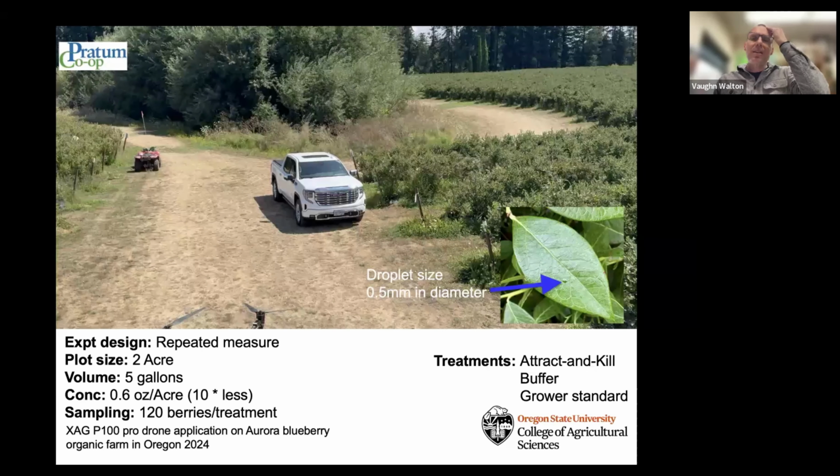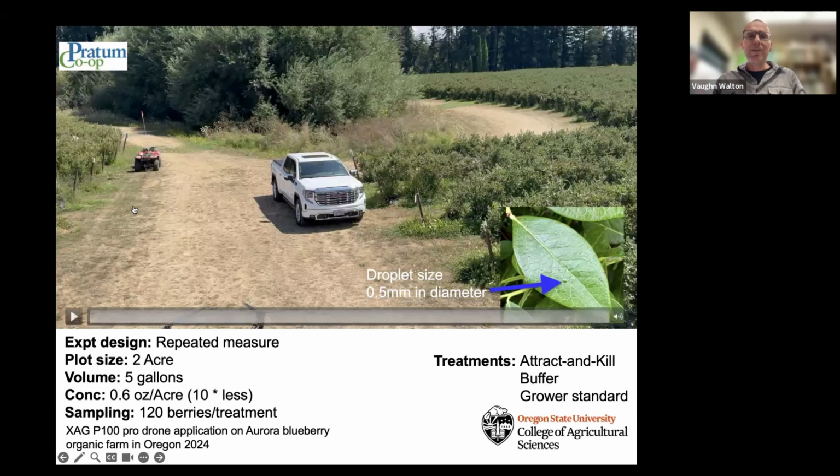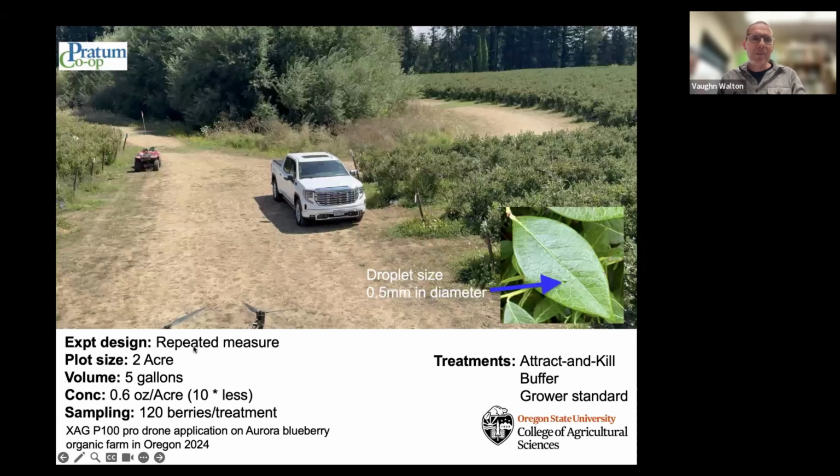This is what our trial site looked like. One of the trial sites that we looked at this past year here in Woodburn, in the northern Willamette Valley. What we did is we had repeated measures. We had 2-acre plots. We were using drones and applying the mix, which I've shared some of the details with you a little earlier, at 5 gallons. Our concentration in this case was 1/10 of toxicant. I think we were using around a pound of attractant within that 5-gallon mix.